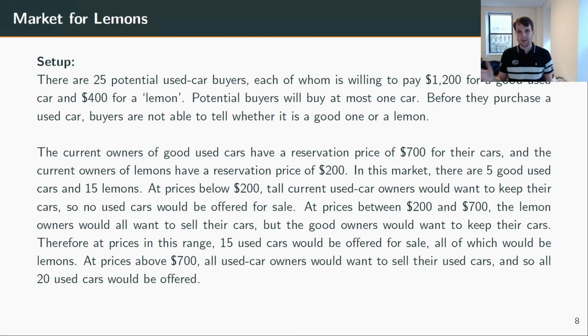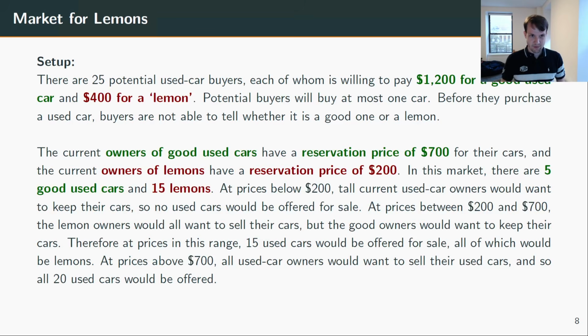What's important are, as usual, the numbers. Most of these words are actually kind of meaningless. Don't let yourself be led astray by them. Here, the important part is that the current owners of the good used cars have a reservation value, or reservation price, or willingness to sell. It's all the same concept, $700. Below that, they're not going to sell. And the current owners of the lemons want at least $200. There are 5 good used cars and 15 lemons. Obviously, at prices below 200, the lemons are not going to be sold, and all the other stuff is basically irrelevant.